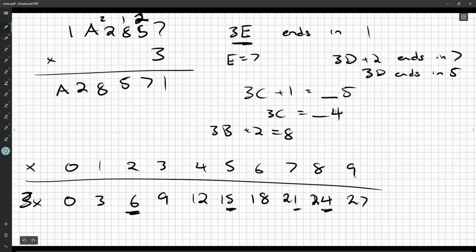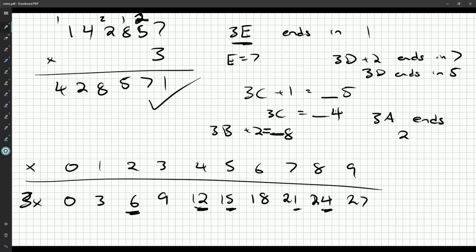And then finally, we carry nothing, so now it's 3A. Sorry, this should be equals blank 8. So 3A ends in a 2. Only one of these ends in a 2, and that's 4, so 4 times 3 is 12, so we would carry a 1, and 3 times 1 plus 1 is indeed 4, so everything worked out. We didn't have to do that last column, but we wanted to make sure.